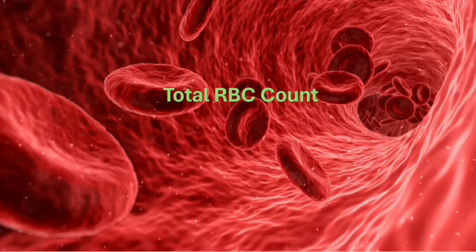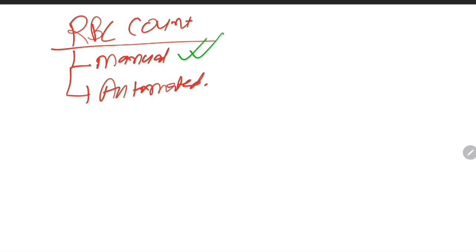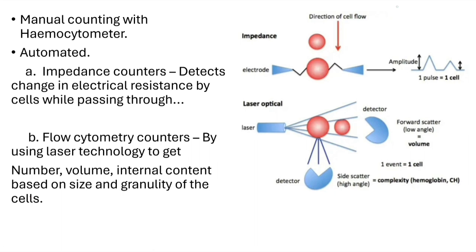Today we are going to discuss the total RBC count. For RBC count, broadly we have two methods. One is called manual and the second one is called automated. We will discuss mainly the manual method, but now I am going to explain a few things about the automated method. Here we can see the first method is called manual counting with hemocytometer.